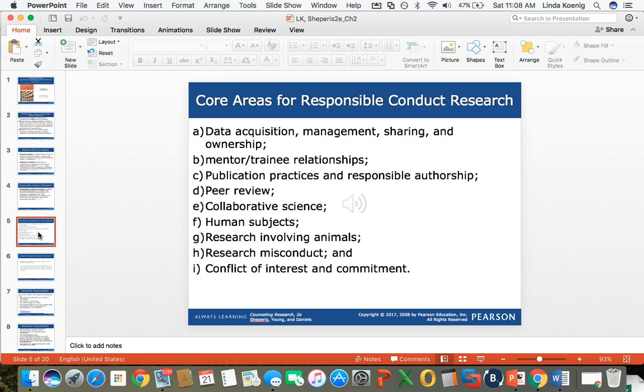And then, of course, we have to be responsible whenever there are areas of conflict around our interest and commitment. In other words, if I am paid as a consultant by Merck, I don't want to be doing research on medicines that Merck is developing because obviously there's a conflict of interest there.